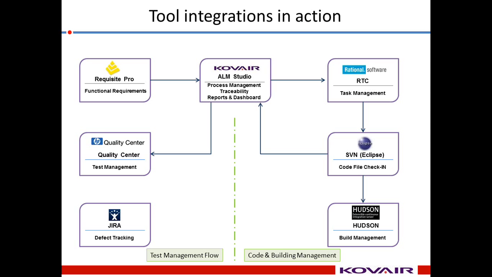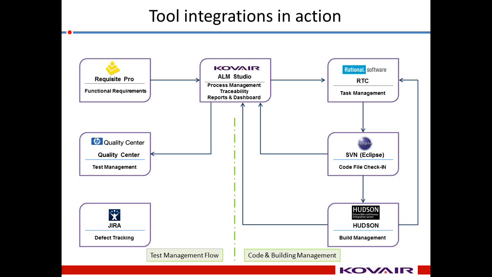So the file checkings have been done. The Hudson build has been executed. It's been updated to Kovair as well as to the RTC, and each and every time you can see there is a reverse link going back to Kovair, because that's a central repository tool which will be used by the management for having the data and the traceability stuff, the entire traceability chain from there.